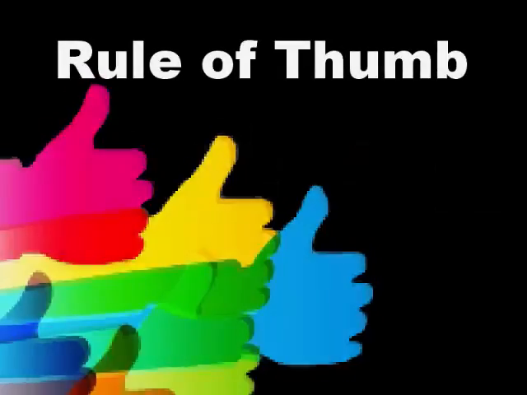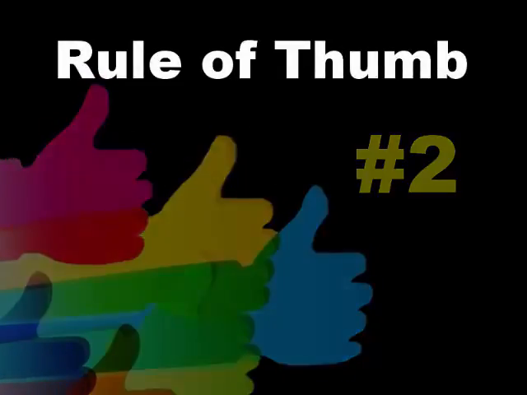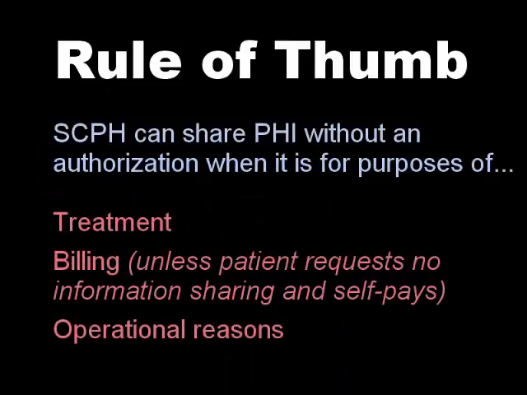Rule of thumb number 2. Summit County Public Health can share PHI without an authorization when it's for purposes of treatment, billing, or operational reasons. This rule of thumb sets out the key exceptions to rule of thumb number 1. HIPAA is clear that there are certain times when the patient does not have to consent for us to share PHI. Imagine the billing process for medical treatment if we had to get the patient's consent every time. HIPAA did not intend to create those kinds of obstacles.